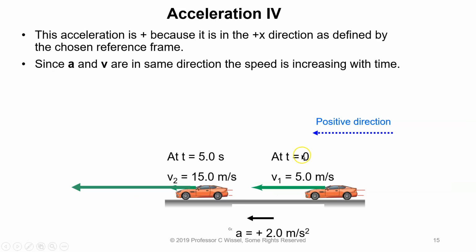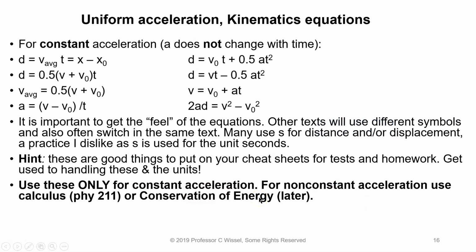For what we were talking about before, these were all constant accelerations. For constant acceleration, otherwise known as uniform acceleration, you can use something called the kinematics equations. This means that acceleration is not allowed to change with time. It has to be constant. If the acceleration is changing with time, you cannot use these equations. So there's a whole bunch of them here, okay? And I won't go over every single one of them. You are welcome to look at these.